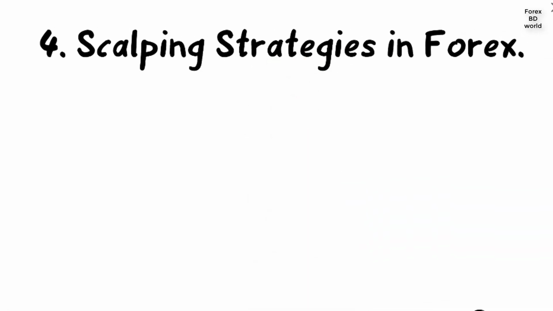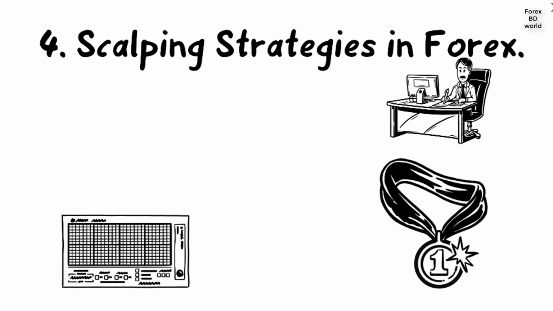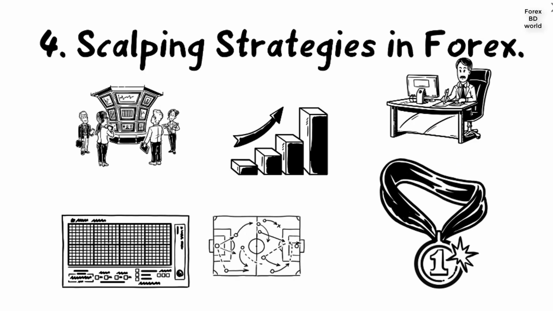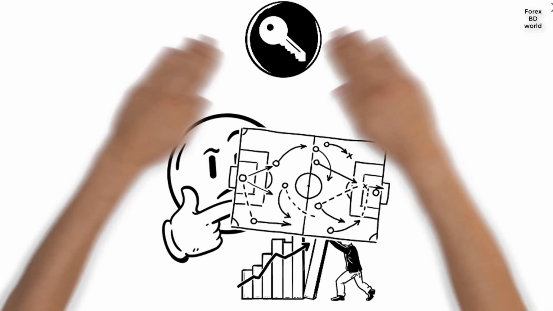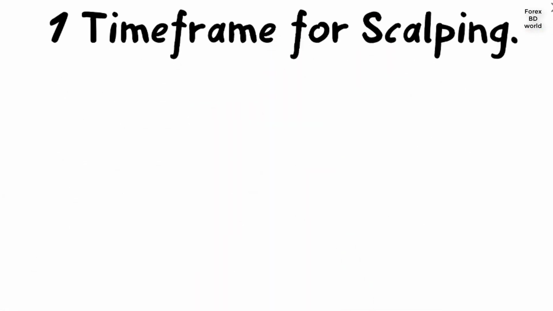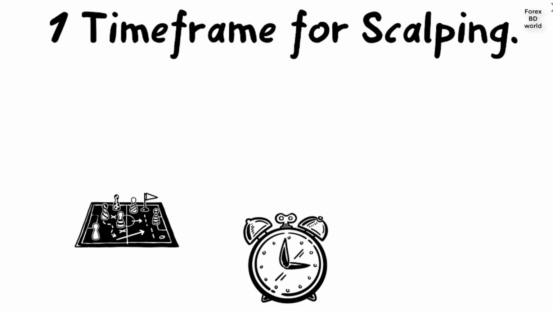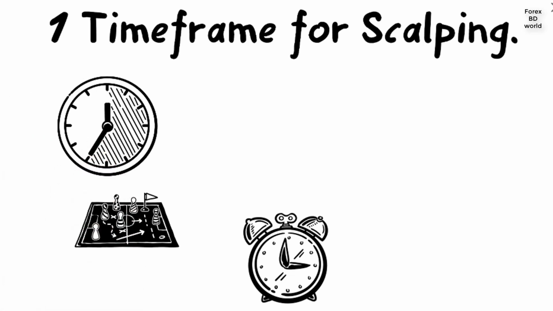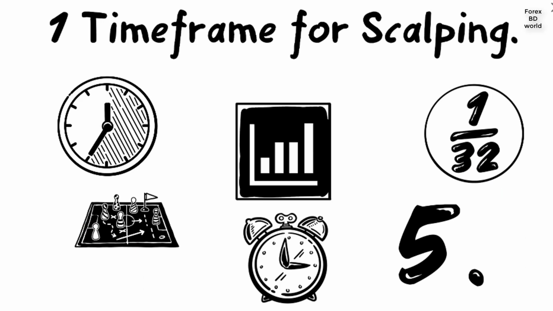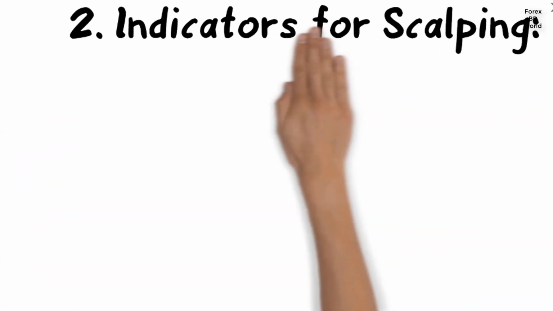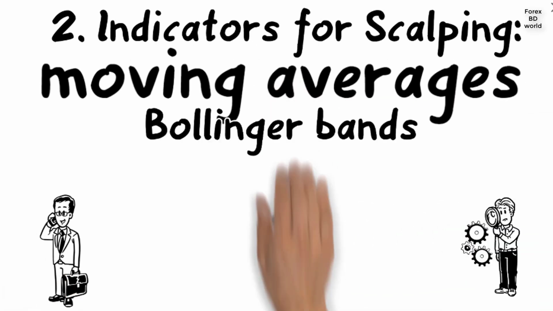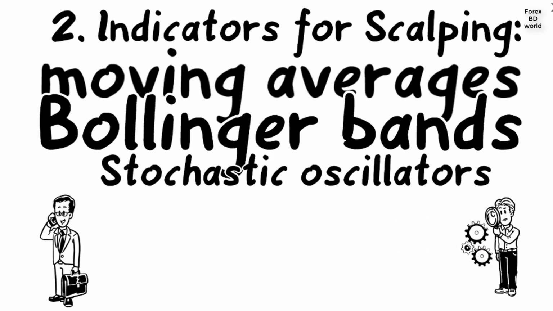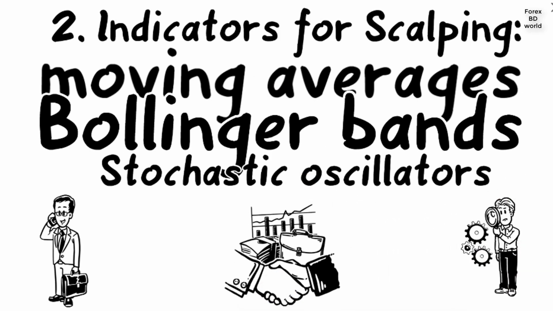4. Scalping strategies in Forex. To be successful at scalping, traders need to develop a solid strategy. Here are some key factors to consider when developing a scalping strategy. 1. Timeframe for scalping. Scalping is a short-term trading strategy, so traders need to use short timeframes such as 1 minute, 5 minute, or 15-minute charts. 2. Indicators for scalping. Traders can use technical indicators such as moving averages, Bollinger Bands, and stochastic oscillators to identify potential trading opportunities.